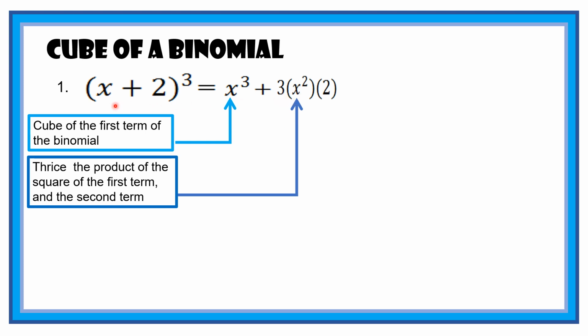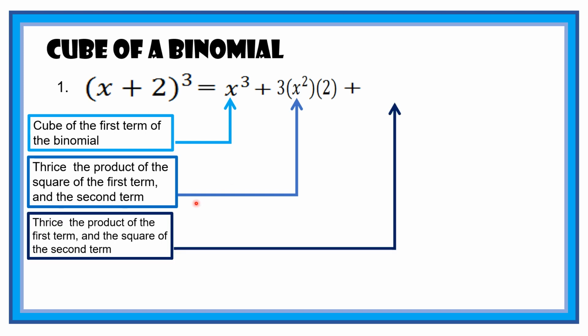So the first term is x, the second term is 2. So thrice the product of the square of the first term and the second term. So we have 3 times x squared times 2.